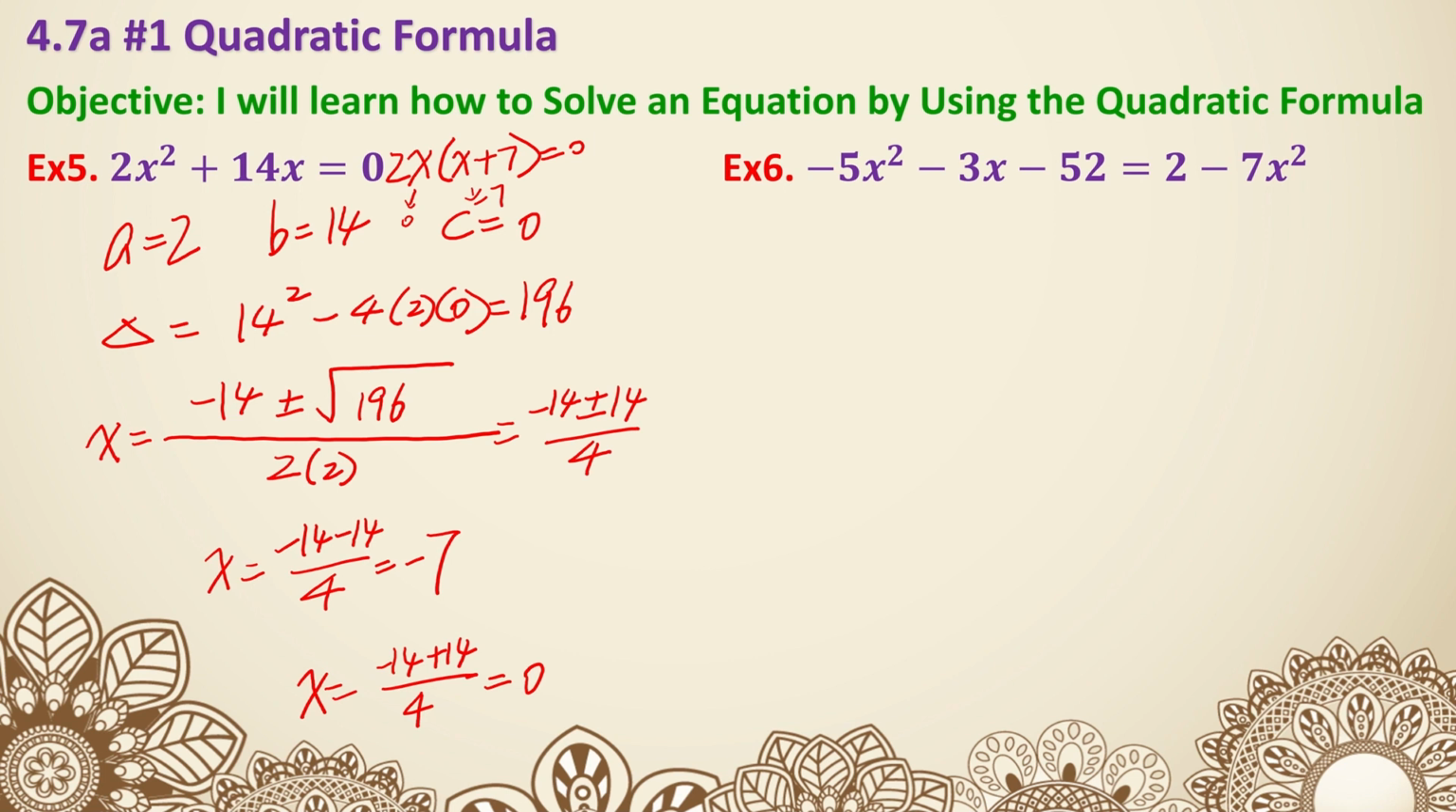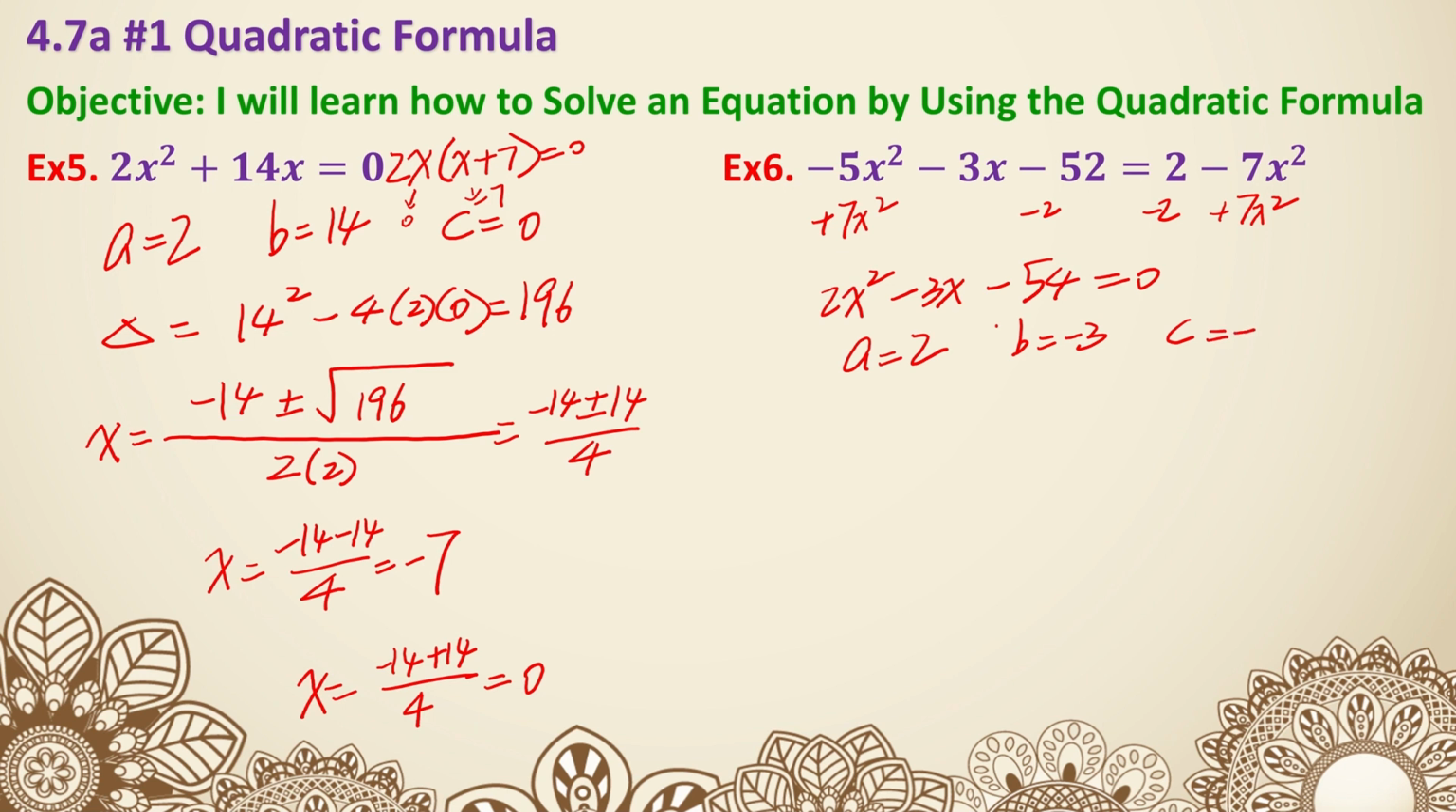Example 6. Well, we're going to move everything to the left to make sure the right side is 0. So we're going to add 7x squared and subtract 2. Add 7x squared, subtract 2. We'll get 2x squared minus 3x minus 54. That equals 0. Let's identify. a is 1, not 1. a is 2, b is negative 3, and c is negative 54.